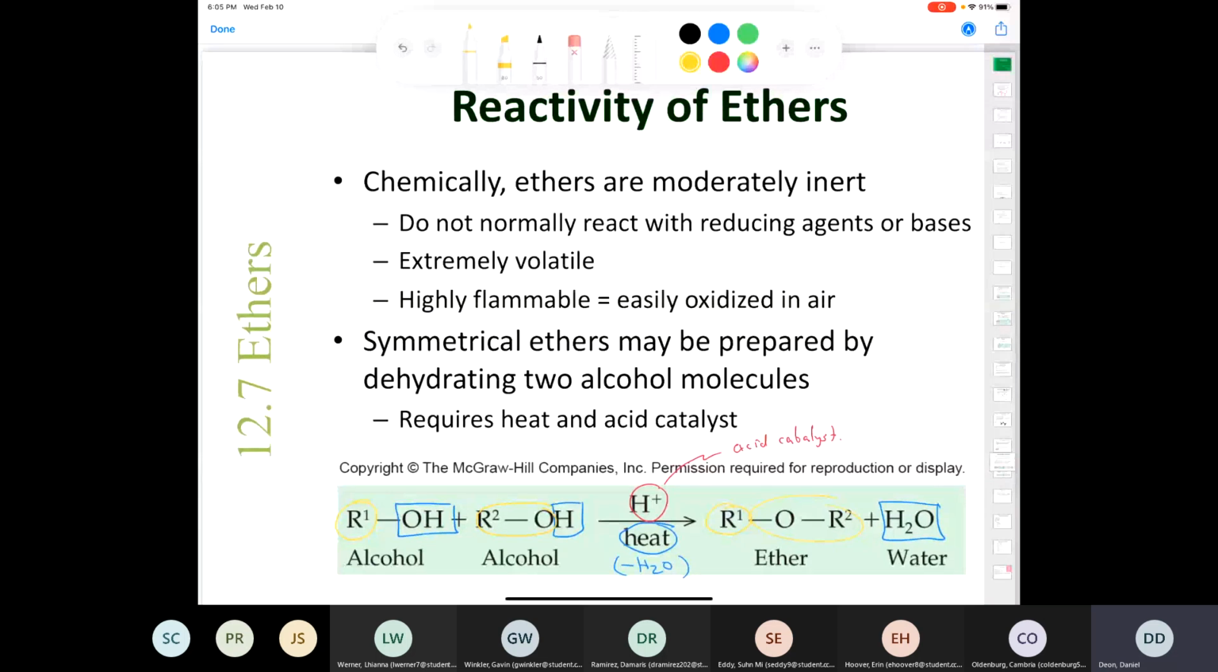The key here, and I'm repeating myself, is heat. You need to have heat to drive off the water, and you also need an acid catalyst. So if you just say, okay, Mr. Dion, I'm going to take 2 alcohols and stir them together and make an ether, no, it doesn't work that way. You've got to have the right tools to make it happen. So you need to have that acid catalyst, and you've got to warm it up. You've got to heat it.